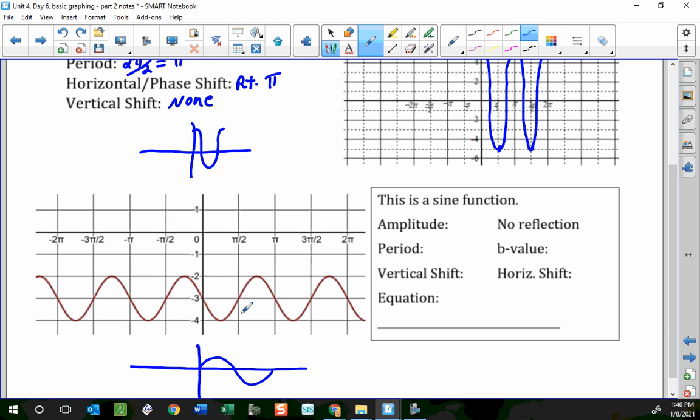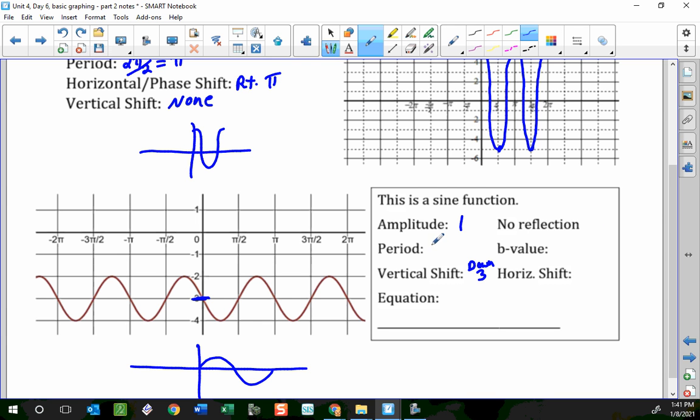Amplitude. The center of my graph is at -3, and my graph goes above and below that by 1 unit. So my amplitude is still 1, but I have shifted downward 3 spaces. So my vertical shift is down 3. Horizontal shift, not sure yet, but let's go ahead and do the period.